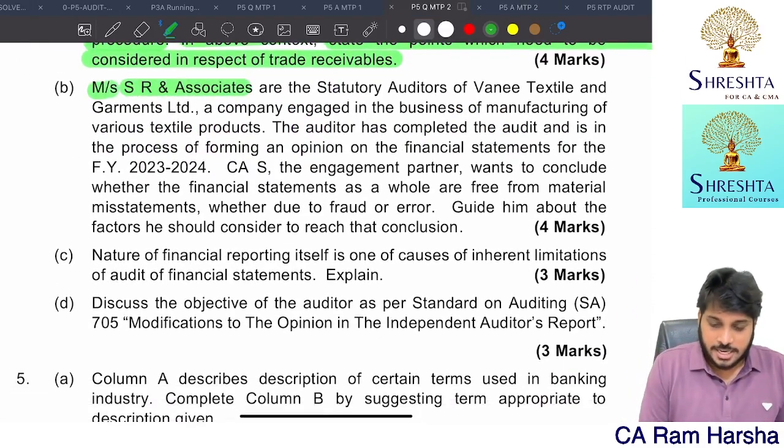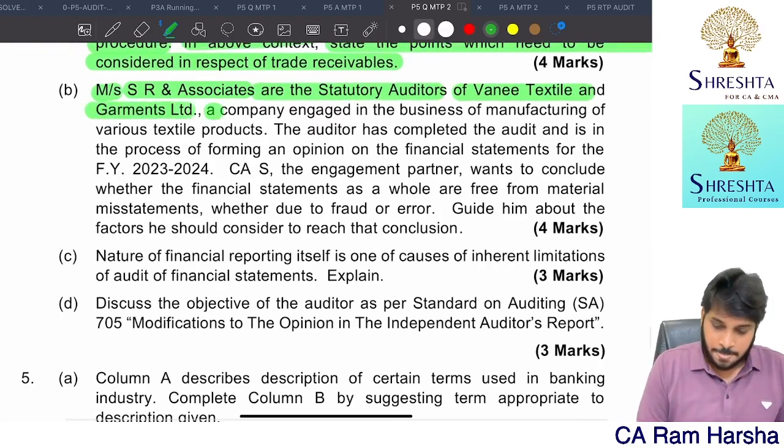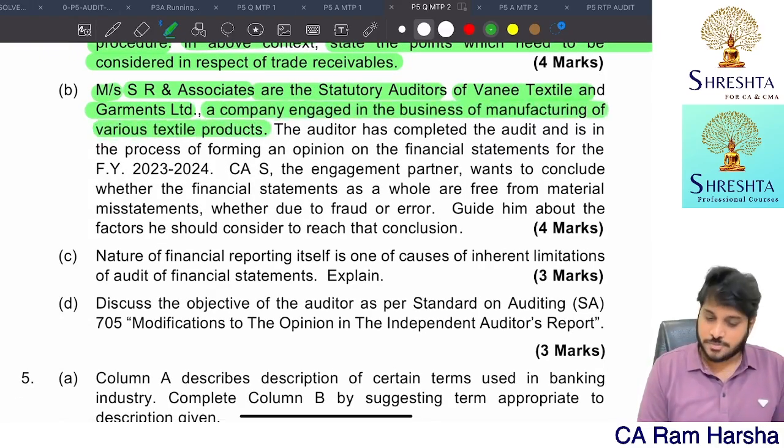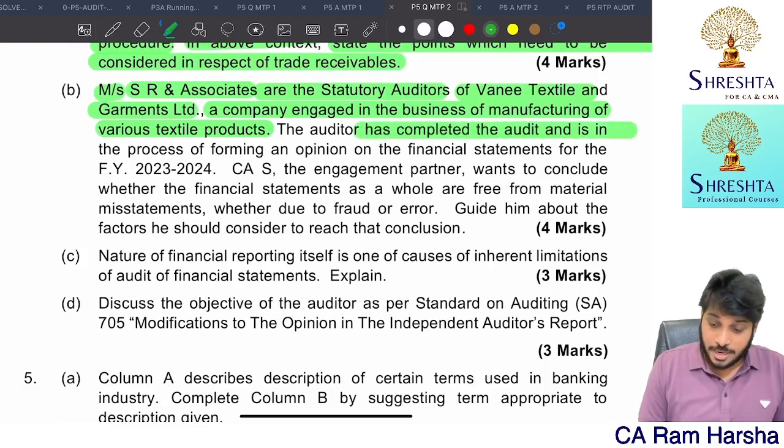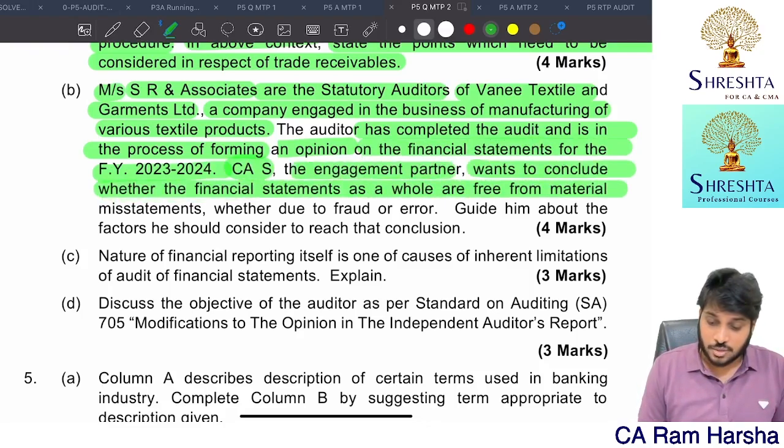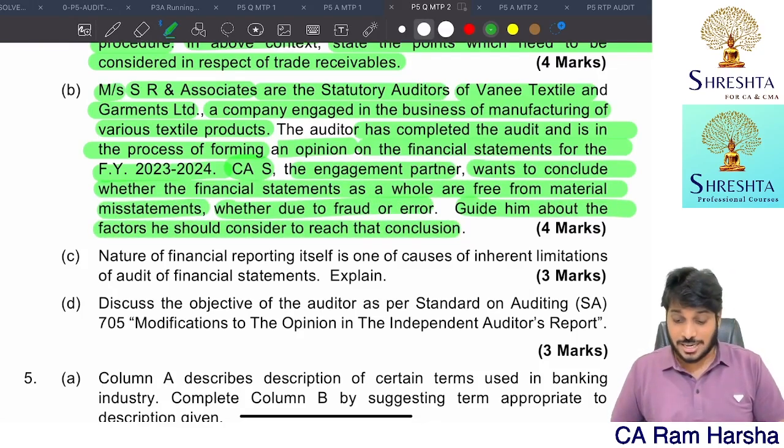Messrs. SR and Associates are statutory auditors of Vani Textile and Garments Limited, a company engaged in the business of manufacturing various textile products. The auditor has completed the audit and is in the process of forming an opinion on the financial statements for the year 23-24. TAS, the engagement partner, wants to conclude whether the financial statements as a whole are free from material misstatement, whether due to fraud or error. Guide him about factors he should consider to reach the conclusion.